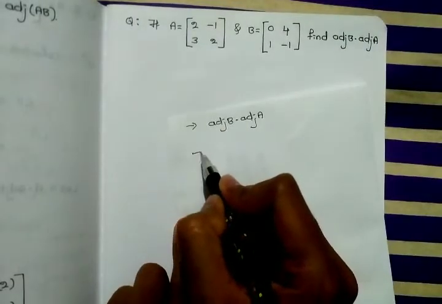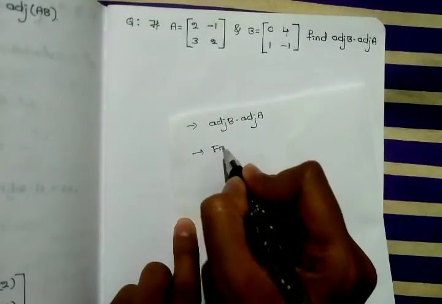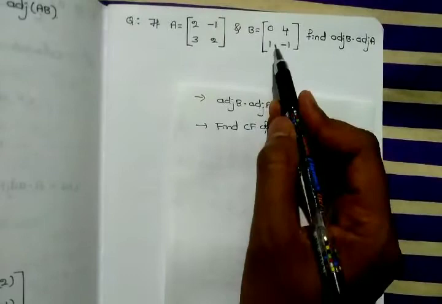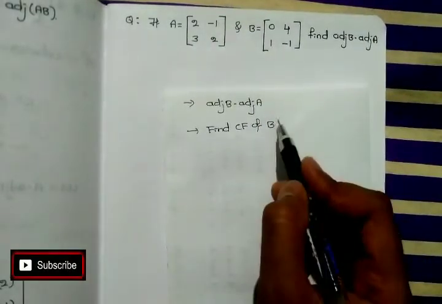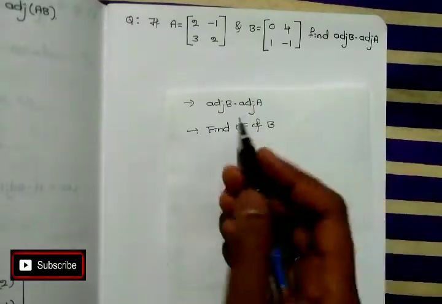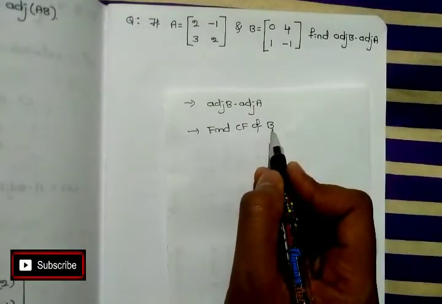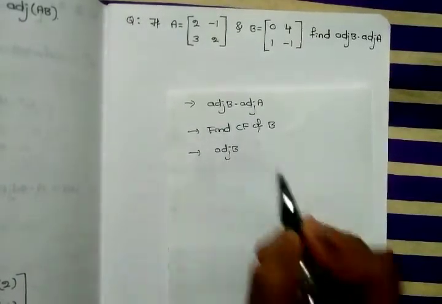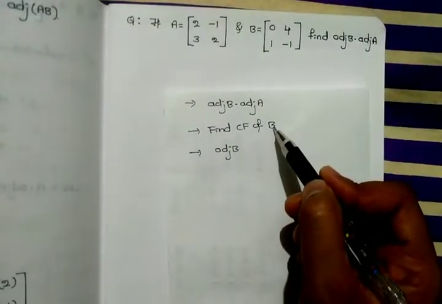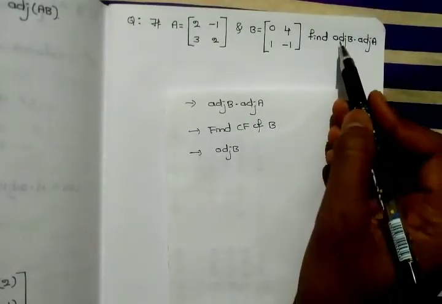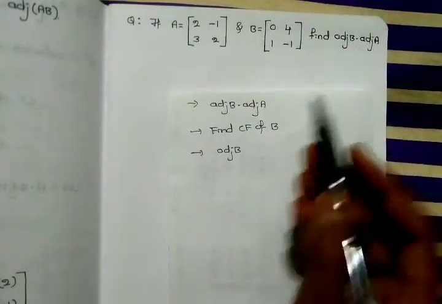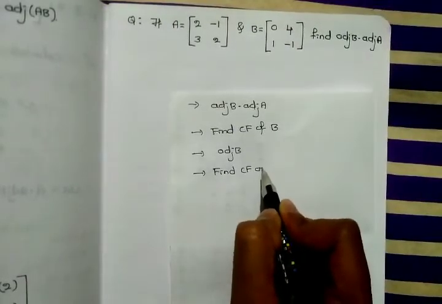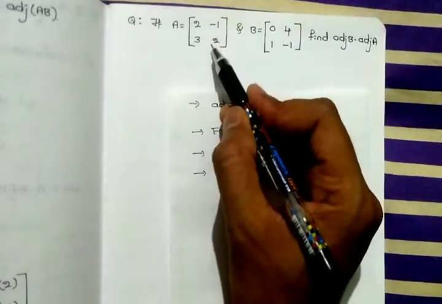So first step, find cofactor of B value. We need to find out cofactor of which value? B, by using that sign rule, plus minus, minus plus, then multiply the sign rule, you will get cofactor of B. Once you get the cofactor of B, next find out which value? Adjoint of B, by taking the transpose of cofactor of B. Then only you will get which value first? Adjoint of B. Once you get the adjoint of B, next step, find out cofactor of A value. Cofactor of which value? A.